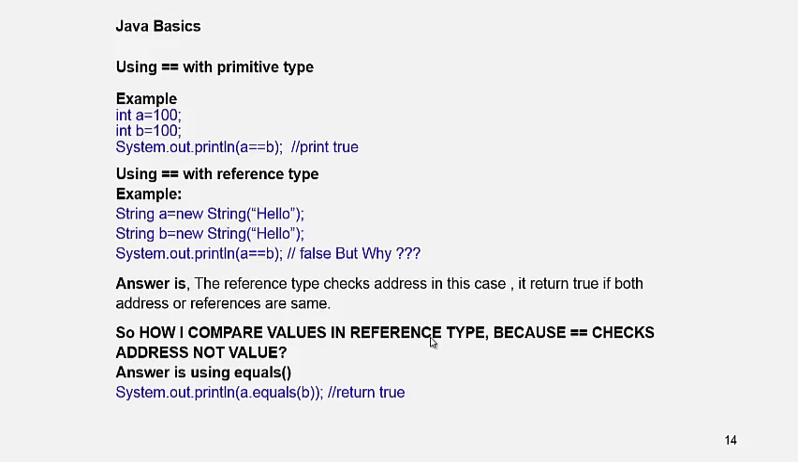So how do I compare values in reference types? Because these comparison operators check the address, not the value, we'll use the equals method. This equals method is defined in the Object class, which each and every class extends. So we'll see this method in the coming lectures. If we see the output of a.equals(b), it will give you true because here it will compare the values of references a and b.